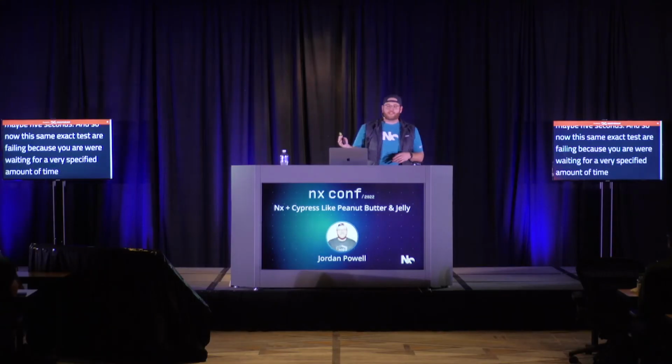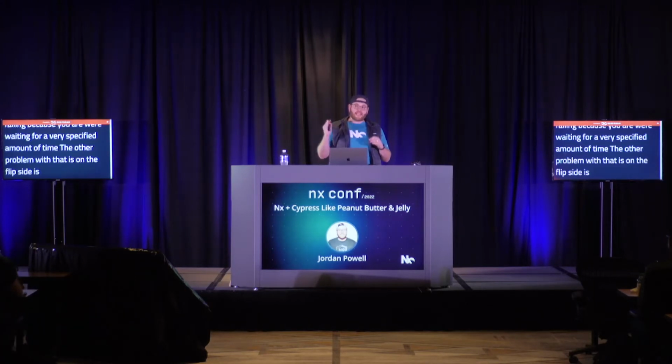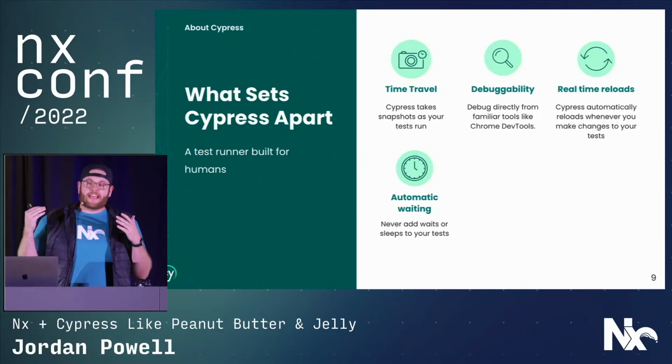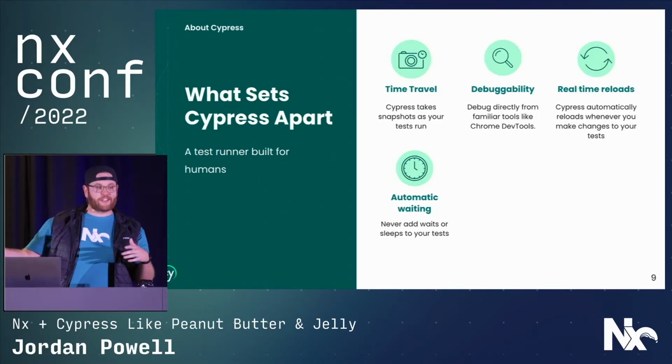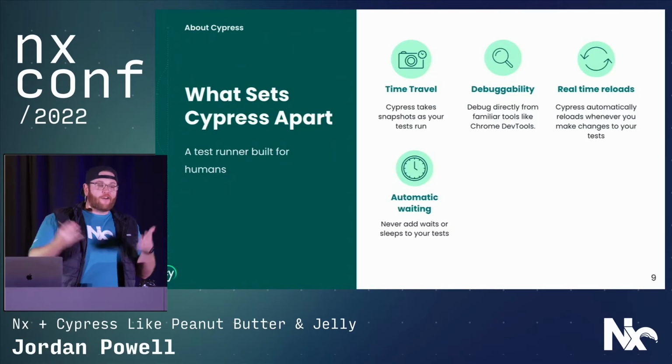The other problem with that, on the flip side, is when you set a specific amount of time, what if that request only took 2 milliseconds? Well, you sat there and waited for literally almost 3 seconds doing nothing, which may seem kind of inconsequential, but those extra waits over and over and over again, multiple times in your test, over dozens, hundreds, maybe thousands of times, really, really add up. And as great as NX distributed caching is, we learned about, that can't solve that problem.